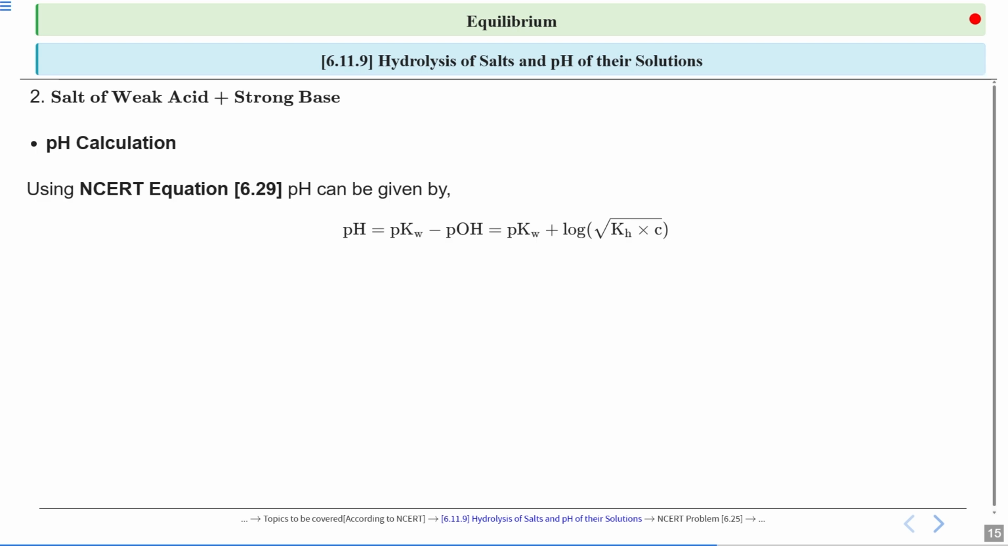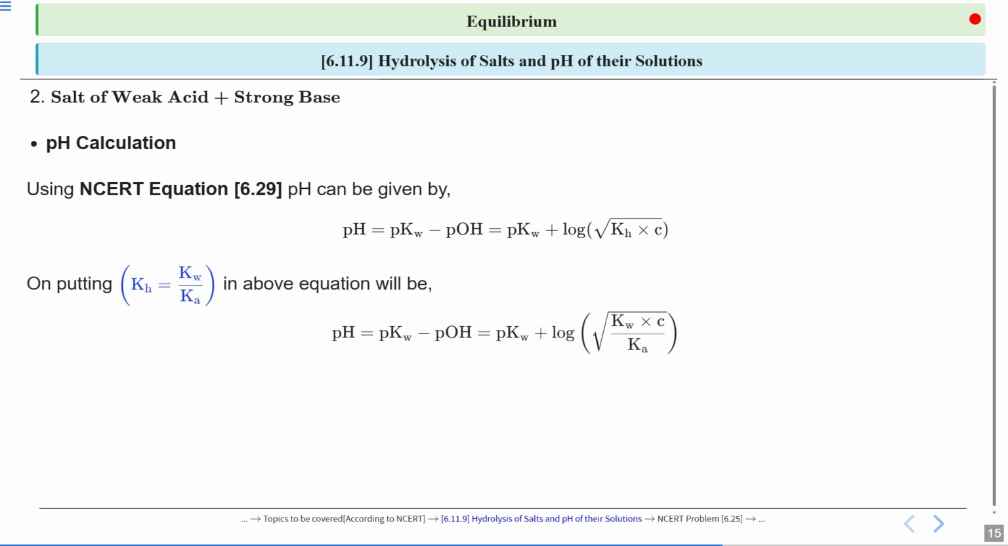And we also know that pH is equal to pKw minus pOH. This comes from the equation pKw is equal to pH plus pOH. Further, if you put the value of pOH, it will be plus log root under Kh into C. Next, we use the relation of Kh, Kw and Ka. We have seen this equation. We will put this in the place of Kh, and finally we will get pH is equal to pKw plus log root under Kw into C by Ka.